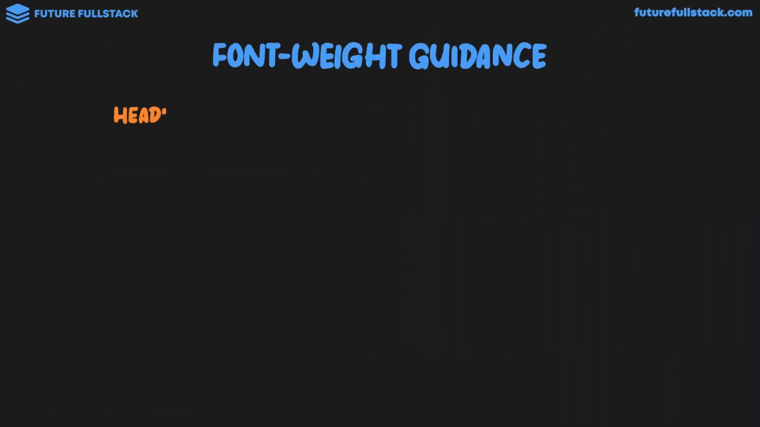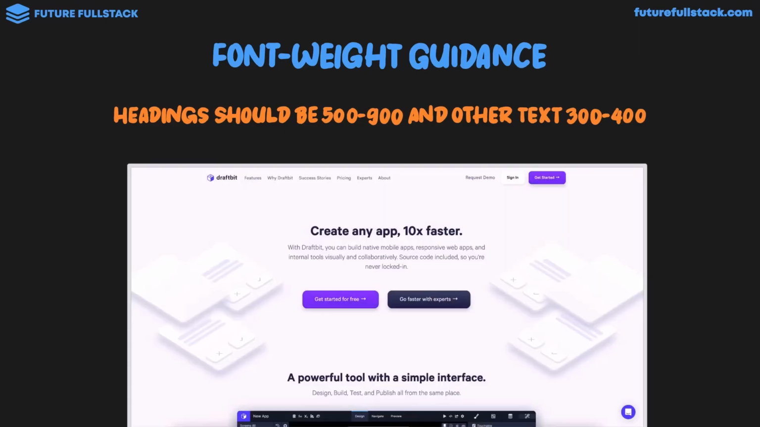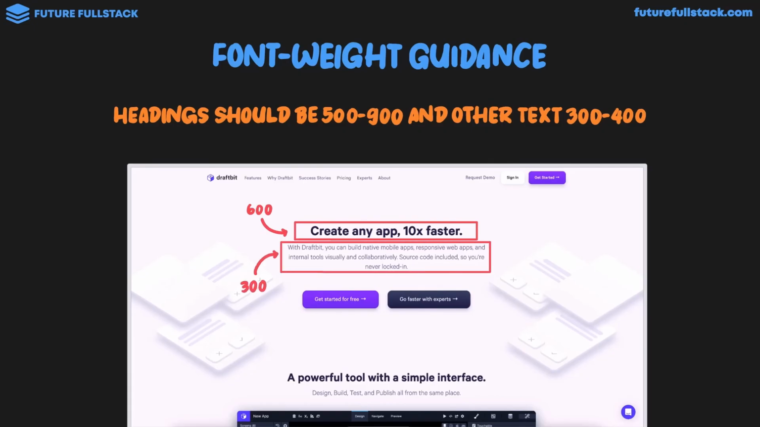Typically, headings should be between 500 to 900, while other text should range from 300 to 400. For instance, let's check out this web page. The font weight for the heading is set to 600, and for the paragraph, it's 300. You can see the bolder heading is able to draw your attention, which is the effect we want to see.